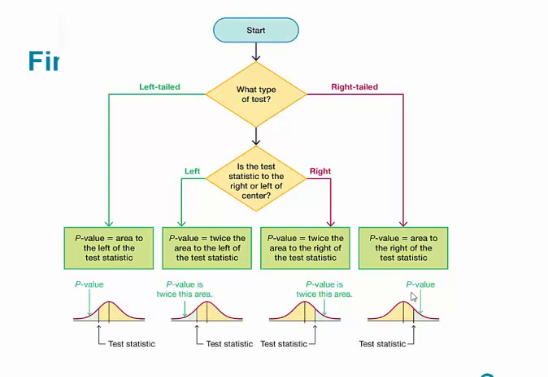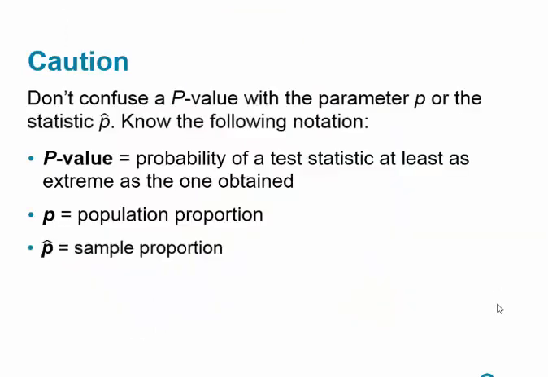So here we go. We're going to start with the testing: left tail, right tail test. If it's a left tail test, the p-value is the area to the left of the test statistic. For a two-tail test, we ask whether the test statistic is to the right or to the left of the center. If it's to the left, the p-value is twice the area to the left of the test statistic. If it's to the right, it's twice the area to the right of the test statistic. And of course, for a right tail test, the p-value is the area to the right of the test statistic. Again, it doesn't matter which one of these we look at. If it's a left tail test, anything in the gray area, we reject. And if it's a right tail test, anything in the gray area, we reject. So, some caution: don't confuse the p-value with the parameter p or the statistic p hat.